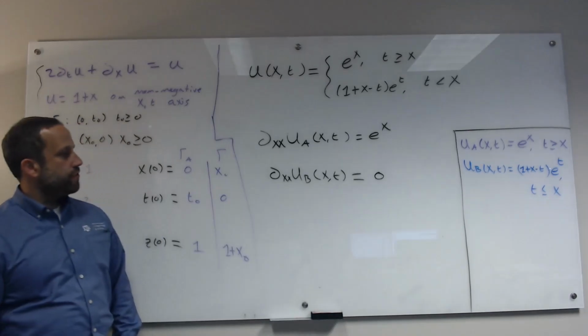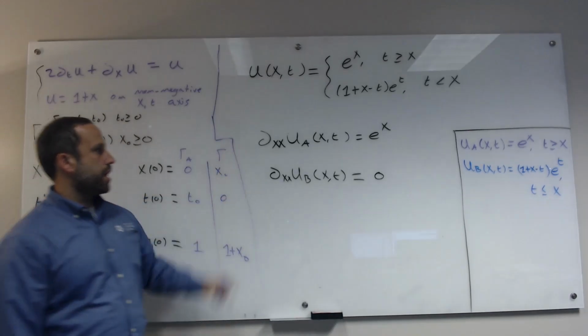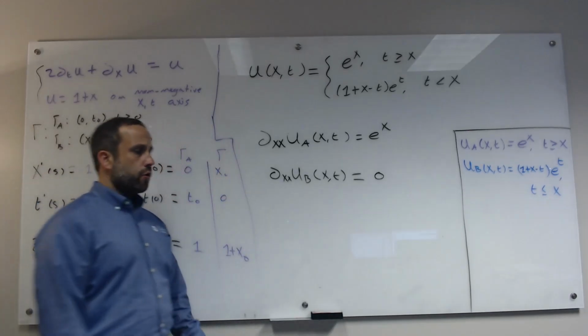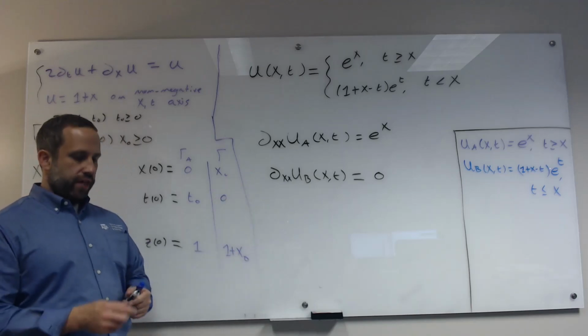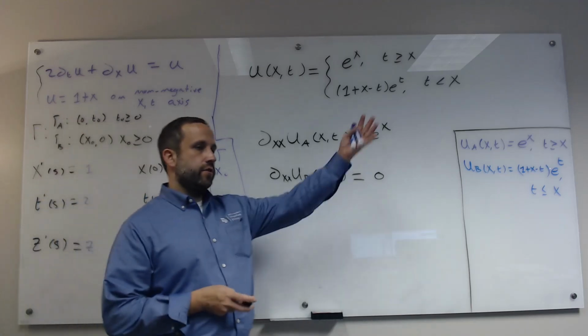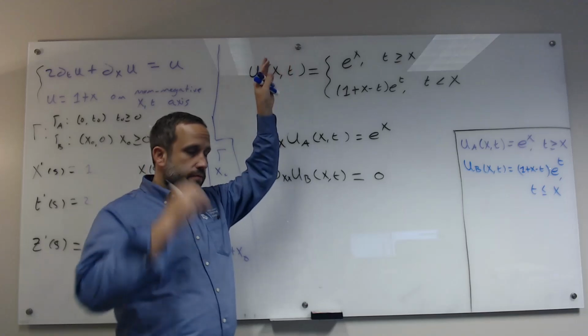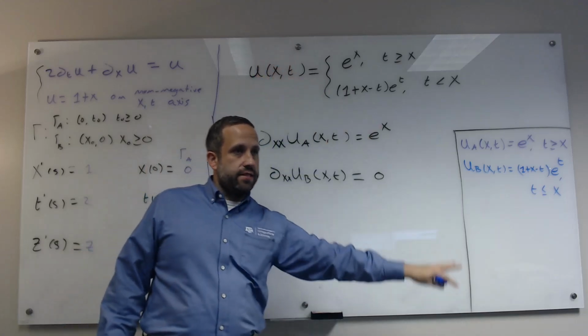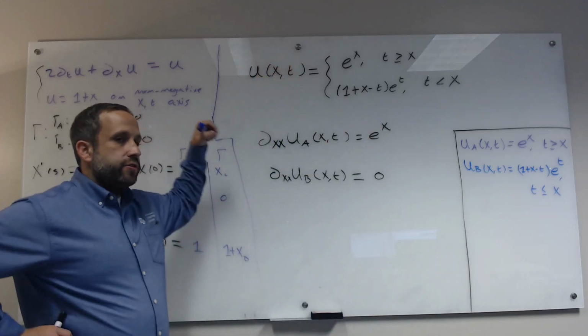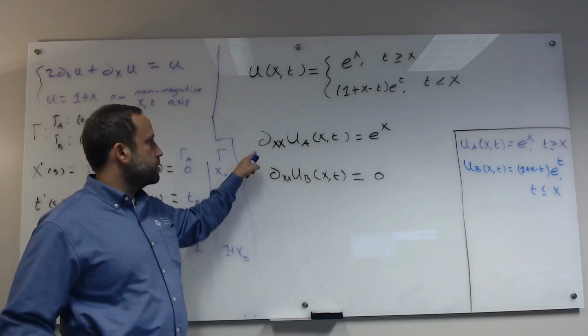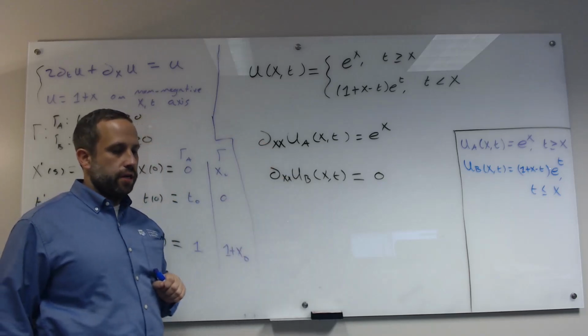And now we see if we plug in x equals t, these two are not equal to each other. So in other words, the second derivatives are continuous for t greater than x. They're continuous for t less than x, but they are not continuous through the line t equals x because these don't match up with each other.